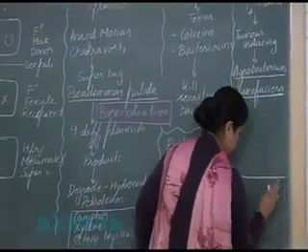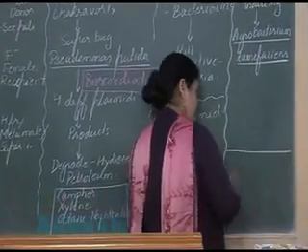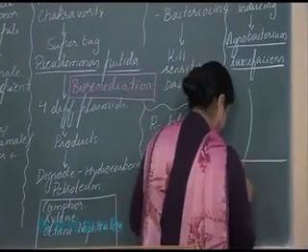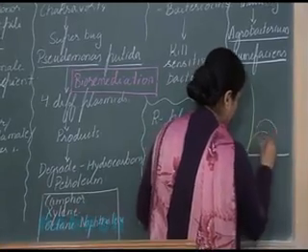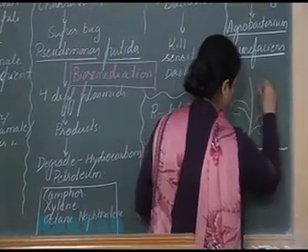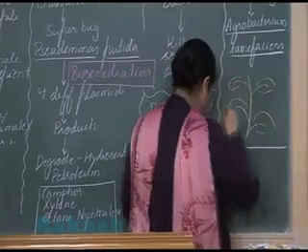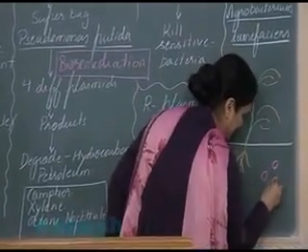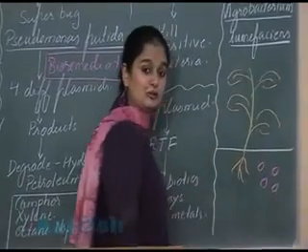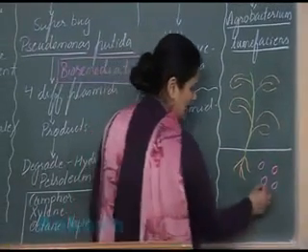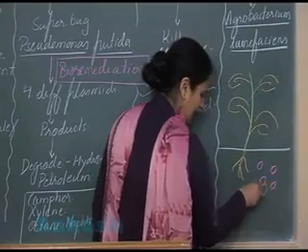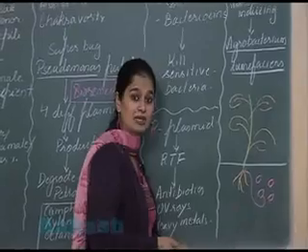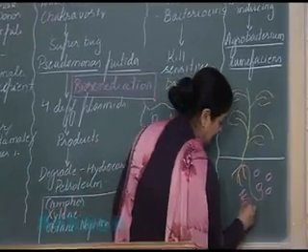Let's say this is soil. In the soil, this plant is growing. And Agrobacterium tumefaciens is very common in the soil ecosystem. Now this bacteria has the natural capacity to attack the plant. Its natural ability is to attack the plant.